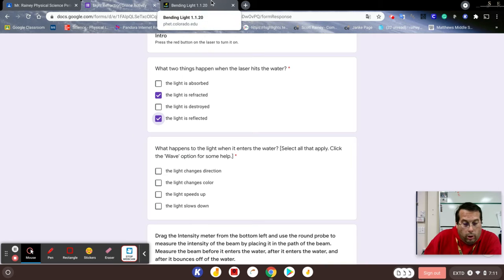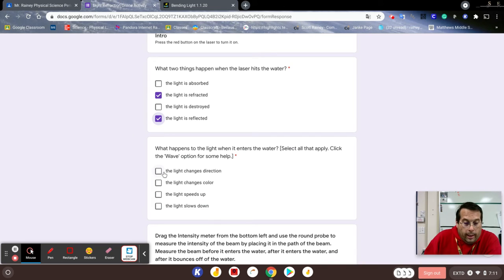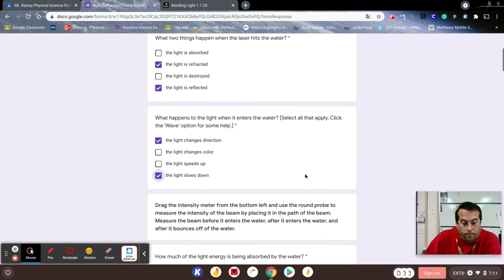Okay, so the options are: light changes direction, light changes color, light speeds up, light slows down. More than one thing happens. So what's happening is light is going from air to water, and the index of refraction is different for water. It's denser, so it's going to slow down. And that's going to cause that light to bend. So the light is going to change direction and the light is going to slow down because it's a denser medium.